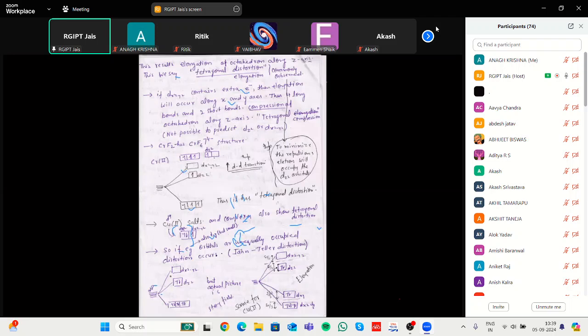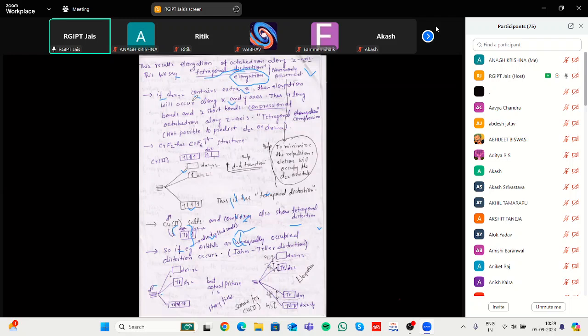That can distort the structure like a distorted octahedral, or we can say a tetragonal distortion, where either it is elongated or compressed. Most commonly found is elongated. But if dx square minus y square contains an extra electron, the elongation will occur along the xy axis.